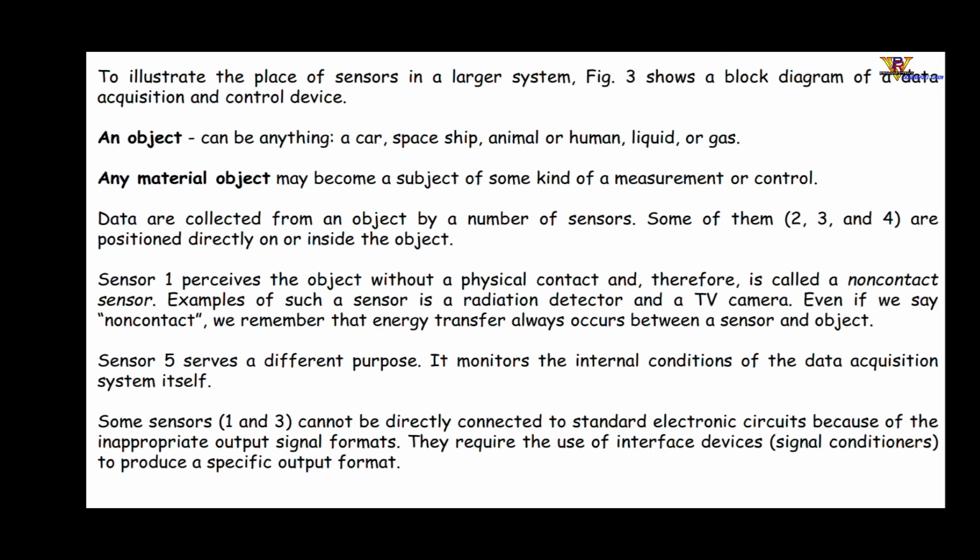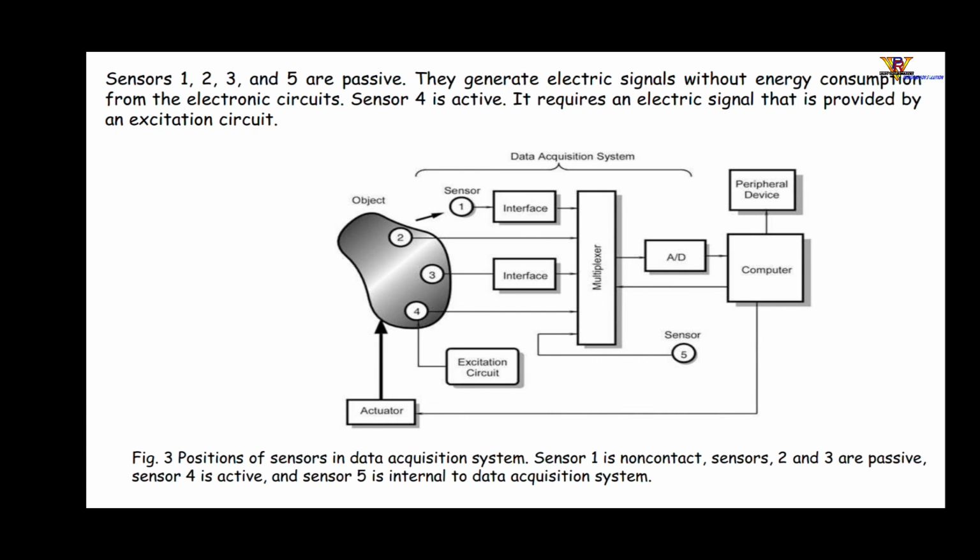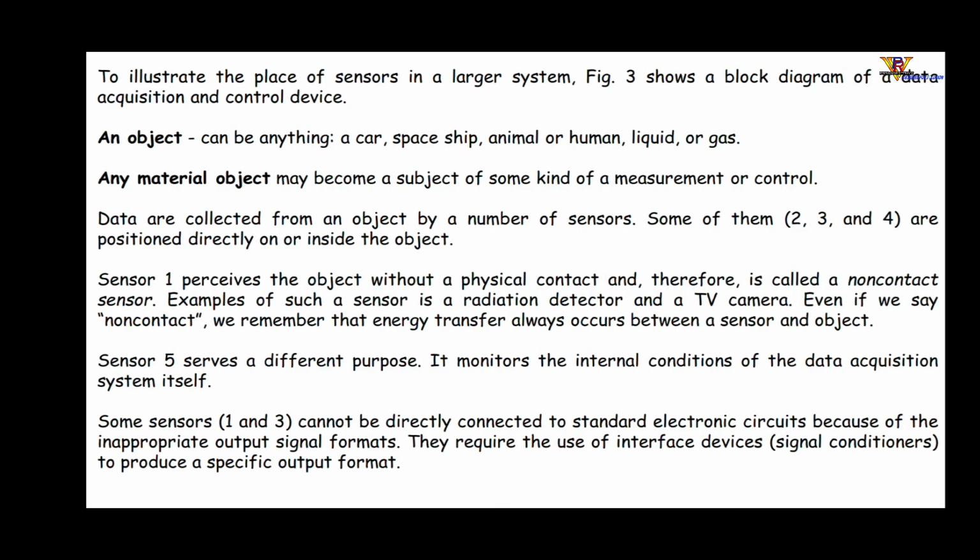Sensors 1 and 3 cannot be directly connected to a standard electronic circuit because of inappropriate output signal formats. So as you can see, 1 and 3 will require some interfaces. Why do we need interfaces? Because the signal generated by the sensor itself is not appropriate to be given to the next module of the data acquisition system. So that signal must be properly formatted, or we can say conditioned by a signal conditioner, to produce the specific output format.